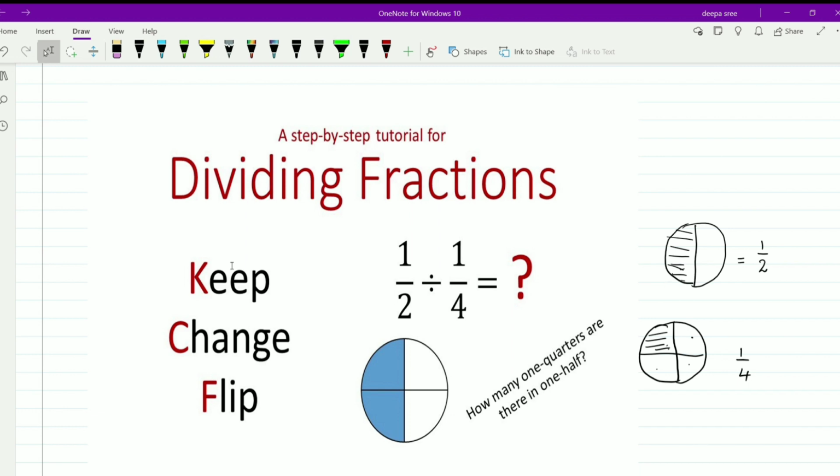First, a circle is given here. That circle is divided into two equal parts and one part is shaded. So we can represent the fraction 1 by 2 that we studied in the basic part of fractions. Another circle is given. That circle I have divided into 4 equal parts and one part is shaded. Therefore the fraction represented is 1 by 4.